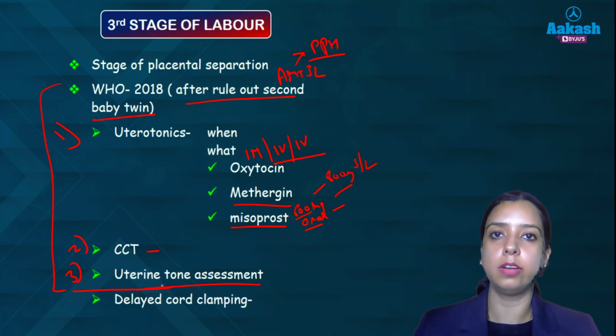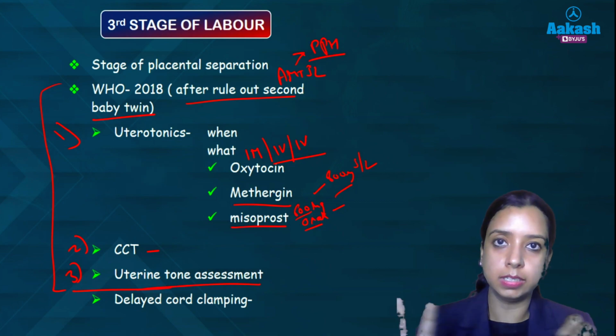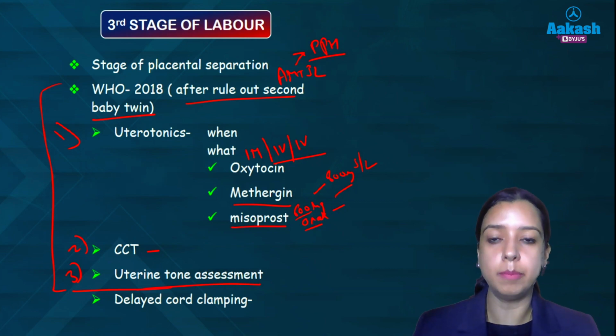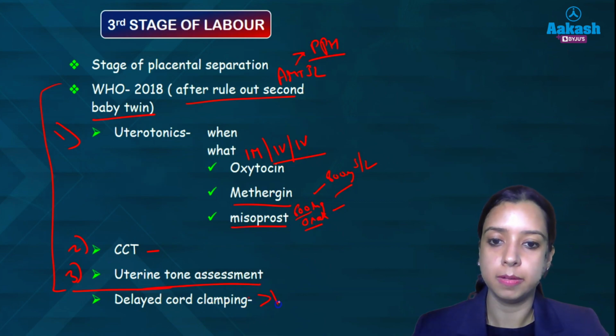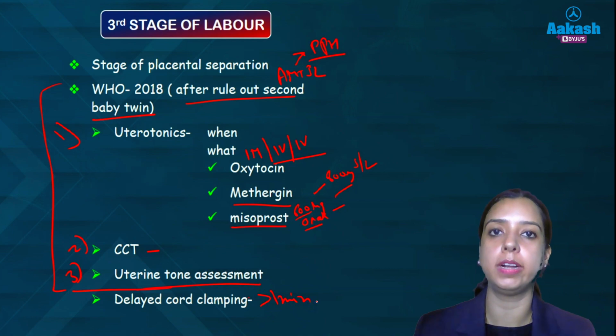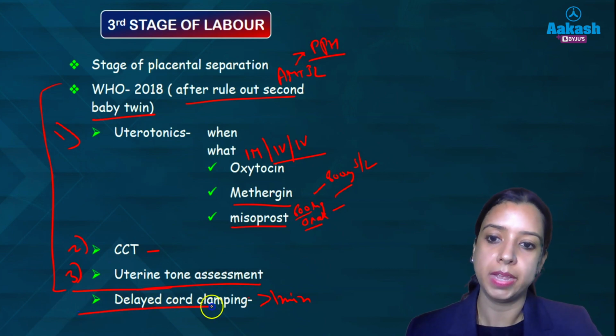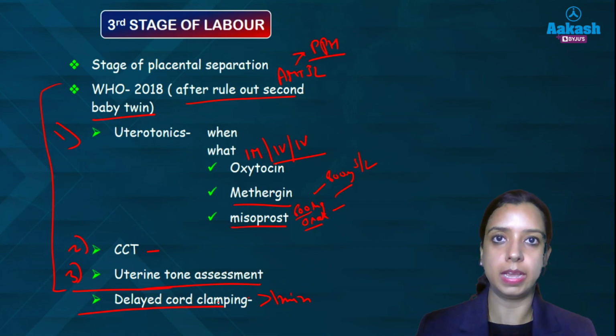Delayed cord clamping is done in all third stage of labor management, whether it is expectant or active. Cord has to be clamped late, not before 1 minute. The purpose is for better neonatal health. It has nothing to do with PPH. It is not a step of active management. It is done in third stage of labor in everyone.